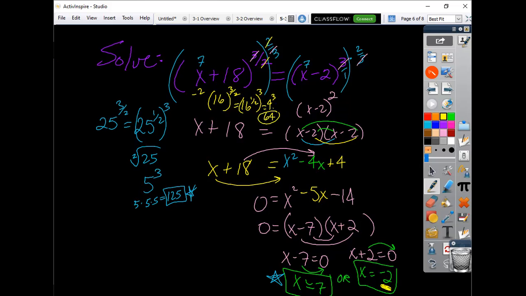Then let's check the negative 2 over here. Negative 2 minus 2 would be negative 4 to the third. That'd be negative 64. Negative 64 is not the same as positive 64. So the negative 2 would end up being an extraneous solution. So it's not included, just the 7 in this case.